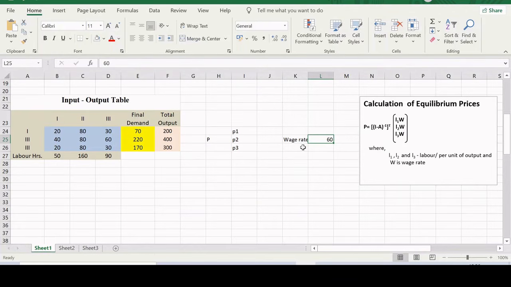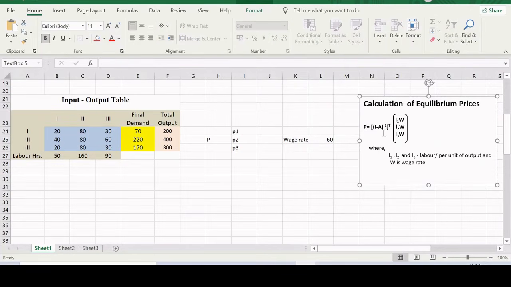And we know that the equilibrium prices, which is represented by matrix P, is equal to (I minus A) inverse, its transpose, into L1W, L2W and L3W. Here L1W, L2W and L3W, that is the second matrix, is called the cost of input per unit of output matrix, which is the labor cost per unit of output in this case. So first we need the transpose of the inverse of the I minus A matrix, and then we need the labor cost per unit of output matrix, and after multiplying these two we'll get the equilibrium prices.